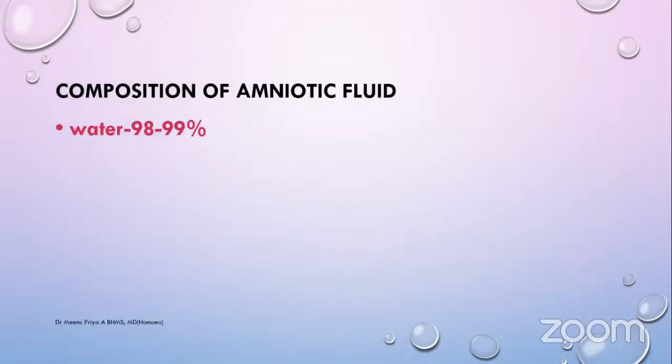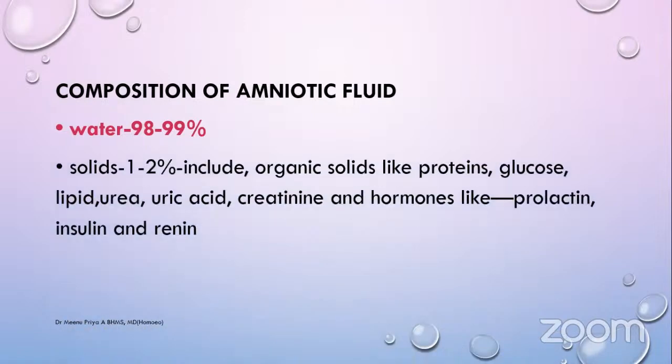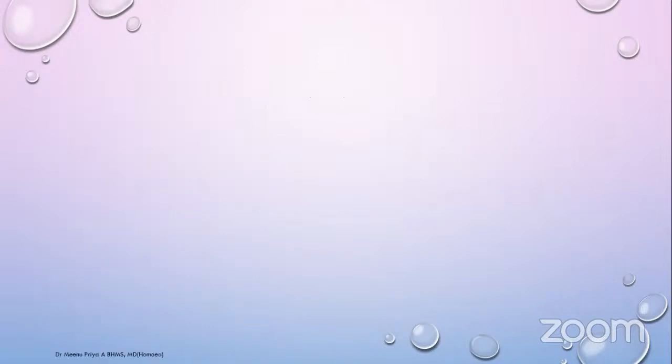So composition of amniotic fluid: water is the major constituent, 98 to 99%. It can be asked as a question, which is, what is the major constituent of amniotic fluid? It is water, 98 to 99%. The remaining solids, 1 to 2%, include organic solids like protein, glucose, lipid, urea, uric acid, creatinine, and hormones like prolactin, insulin, and renin. And the remaining are inorganic solids, and they are sodium, potassium, and chloride.